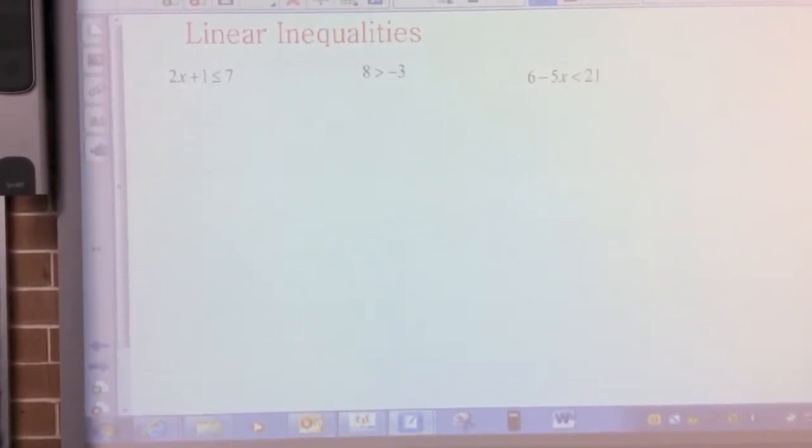Inequalities look just like equations, but we have a different symbol between the two expressions. Instead of having an equals, we're going to have either a less than, a greater than, a less than or equal to, or a greater than or equal to.